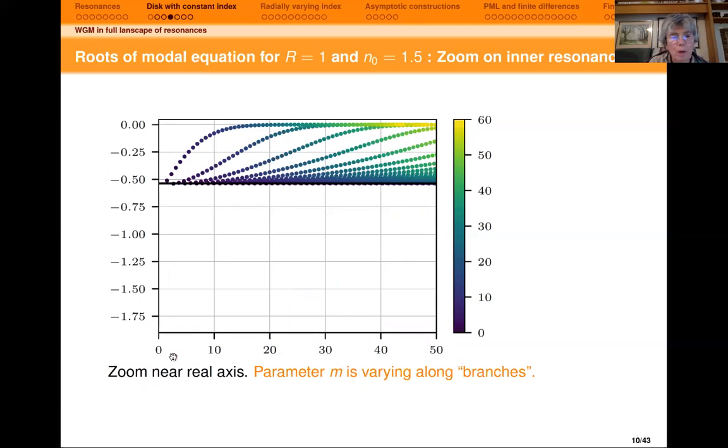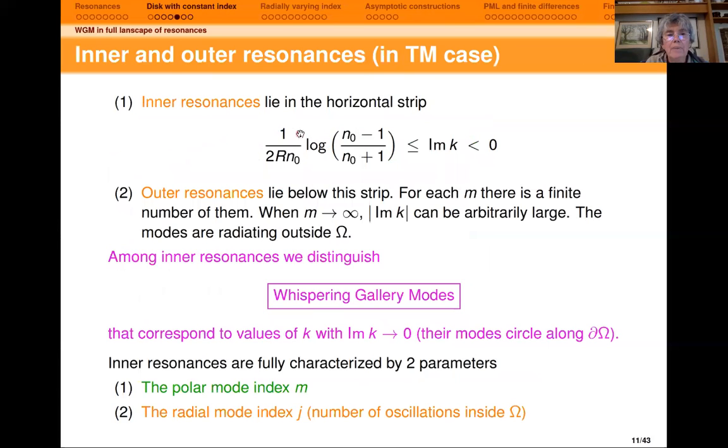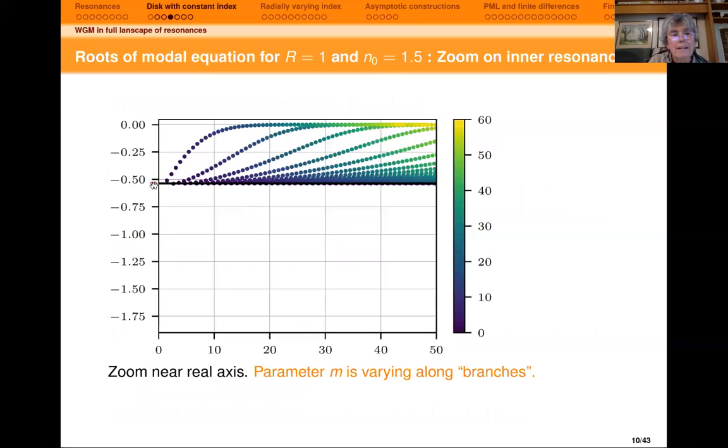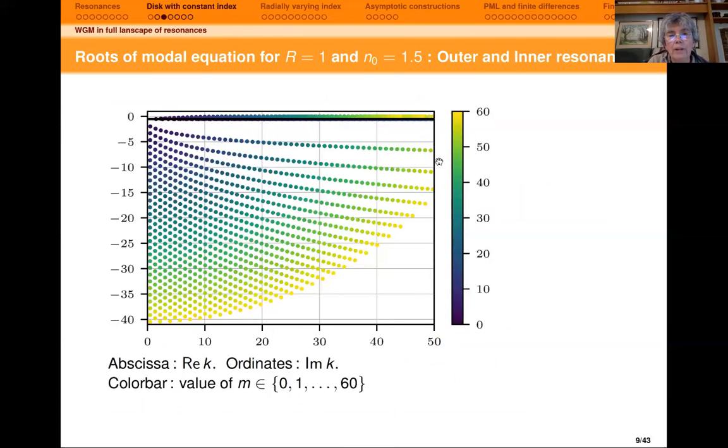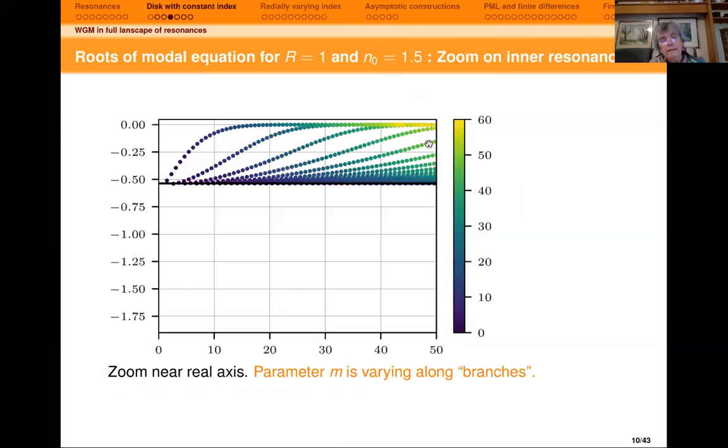You see, you have the same extent in real part. And you see the structure above this limit. There is a limit, and here the limit is that quantity. And so this set is called the inner resonances, and the rest is the outer resonances. The inner resonances are living more inside the object, the outer are more outside.